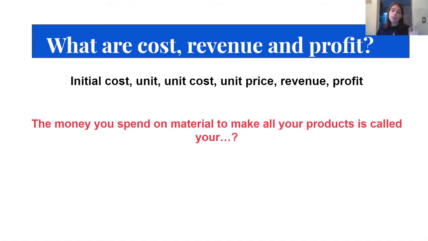Our first definition or question is: the money you spend on material to make all your products is called your, what is it called? That money that you spend to make everything. It's called your initial cost. So this is what it's going to cost you for all the materials to make all your products. It's how much you have to put into the business in order to then put out products so that you can have a cost, you can have revenue and profit.